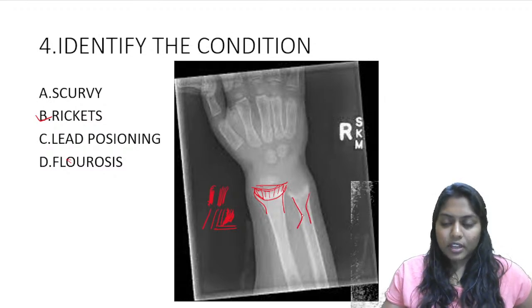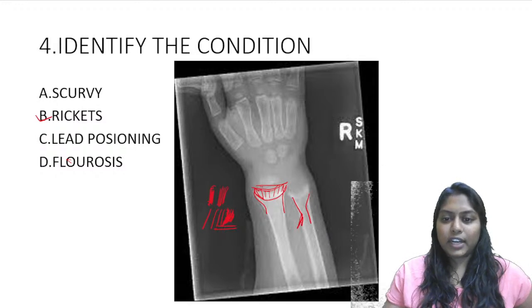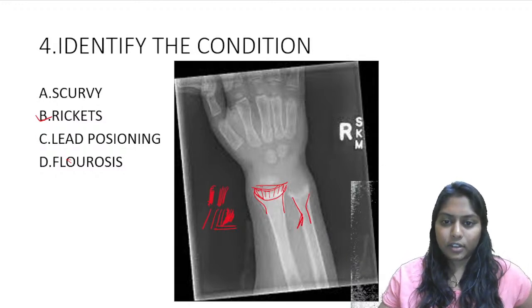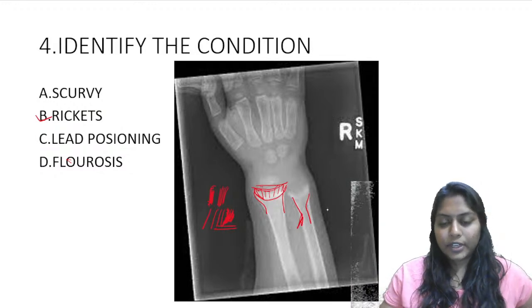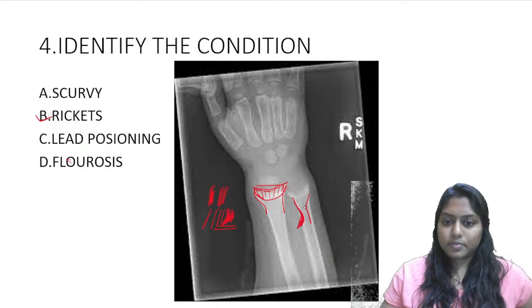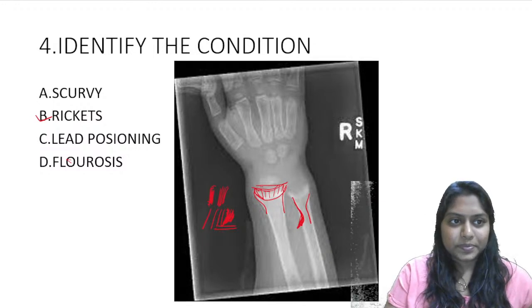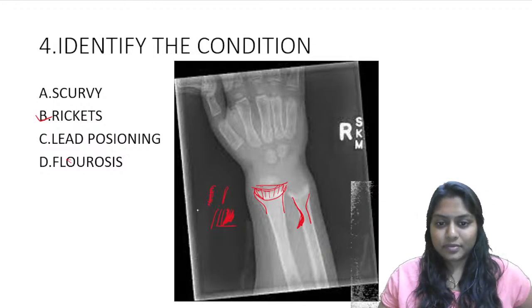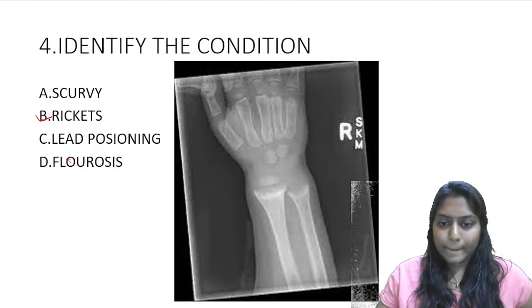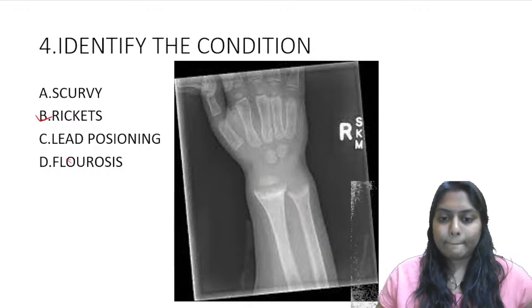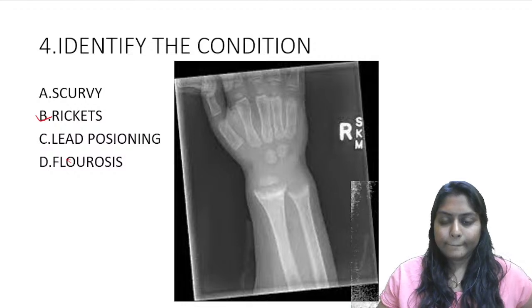Force is given by the child while crawling, or whenever there is weight bearing, because of the defective bone matrix, there will be diaphysis bowing. So what you need to explain is something related to widening of the growth plate, cupping of the metaphysis, fraying, and something related to bowing of the diaphysis, and loss of the provisional zone of calcification.